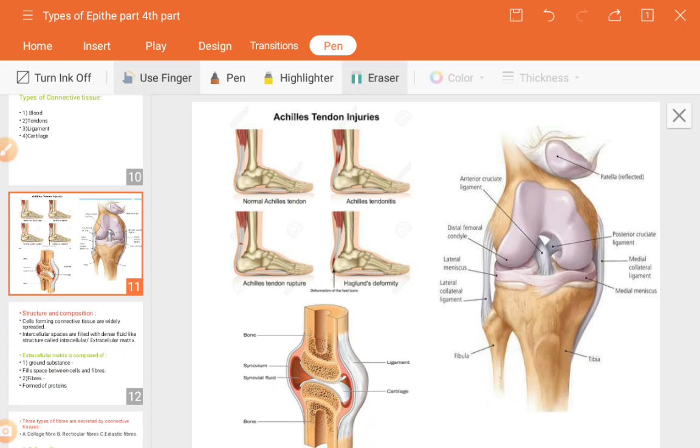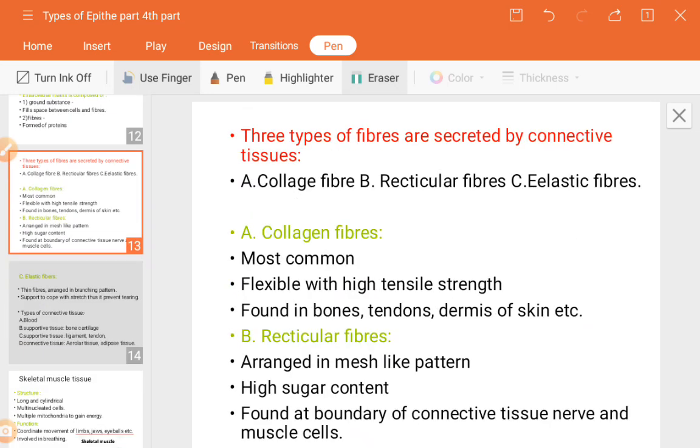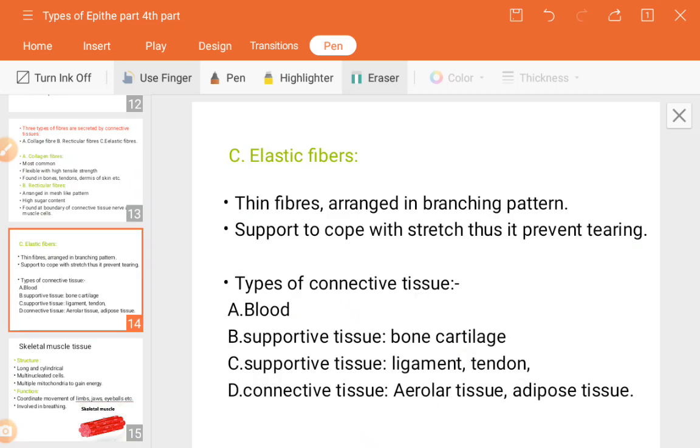Chondrocytes, chondrocytes. The cartilage cells are called chondrocytes. Whenever the question is asked, you should be able to answer it. Next is dense supportive tissues. See guys, dense supportive tissues are ligament and tendon.